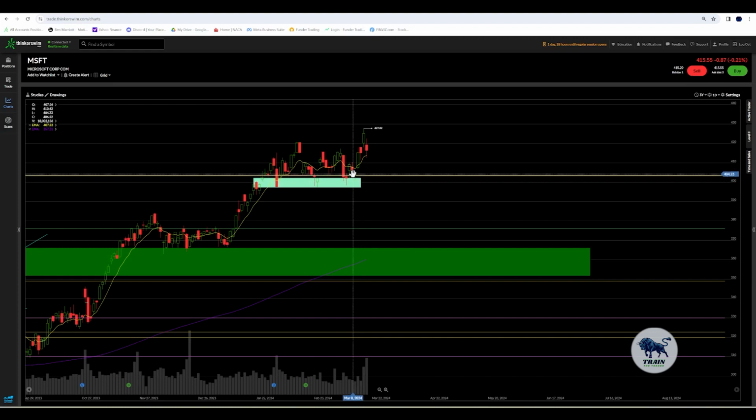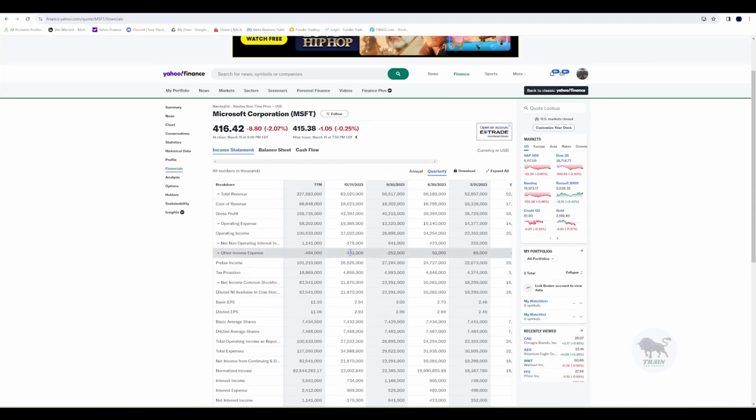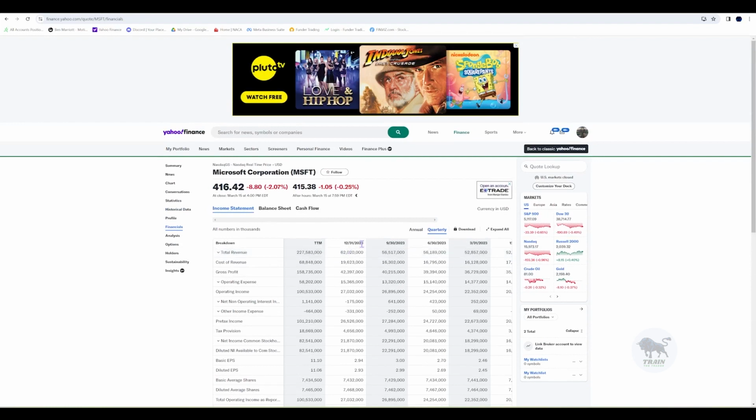Now, before I got in this trade, because mind you, I placed this trade at the end of the day on Monday, I was looking at Microsoft on Yahoo Finance. So I wanted my fundamental analysis to support my technical analysis. So I go in here and I'm looking at revenue quarterly. I'm looking at revenue increasing, good sign. Operating income increasing every quarter.